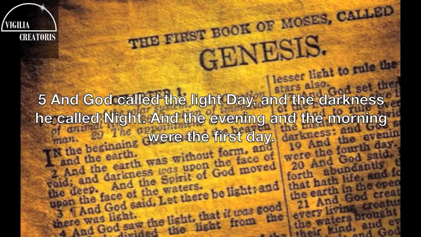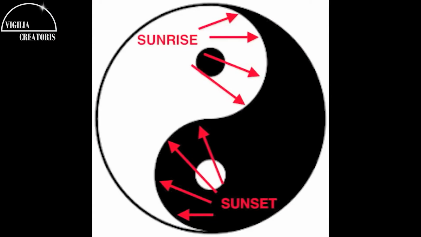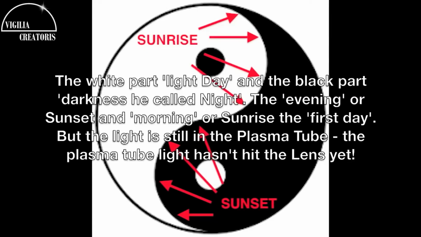Verse 5: And God called the light day, and the darkness he called night, and the evening and the morning were the first day. Leading edge of the white is the sunrise, the leading edge of the black is the sunset. The white part, light, day, and the black part, darkness, he called night. The evening or sunset and morning or sunrise, the first day.